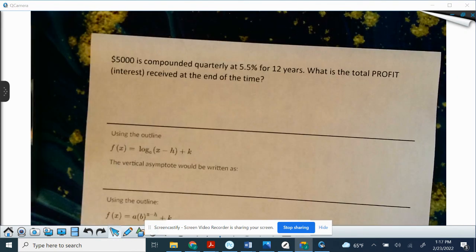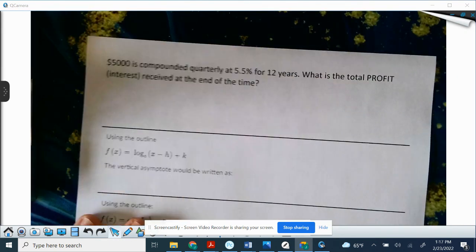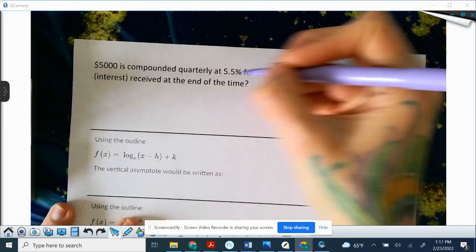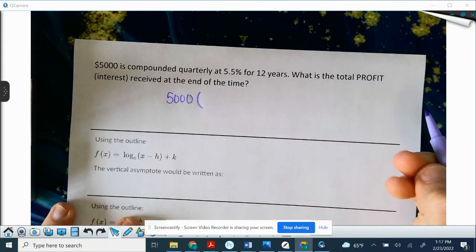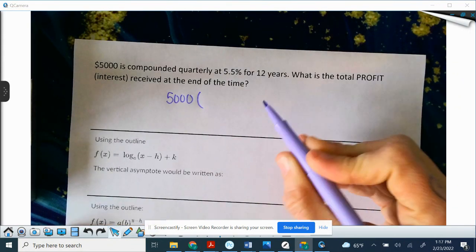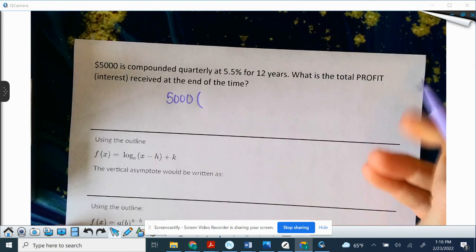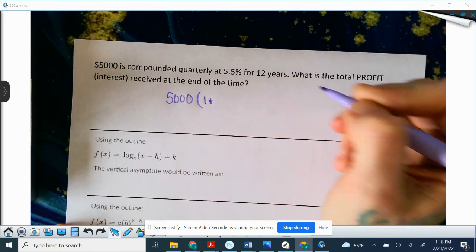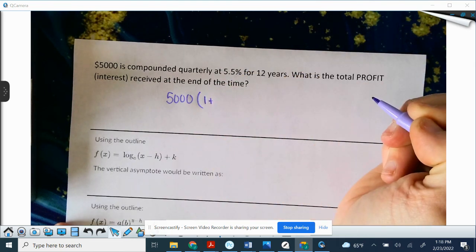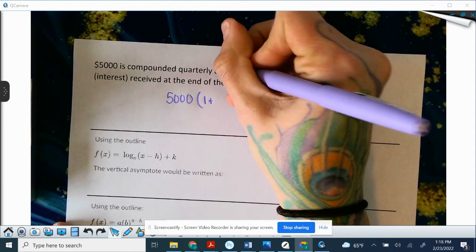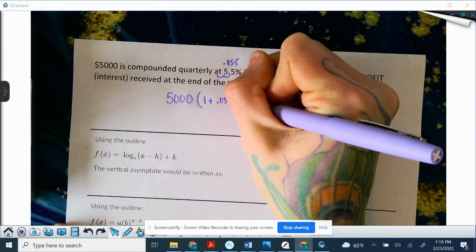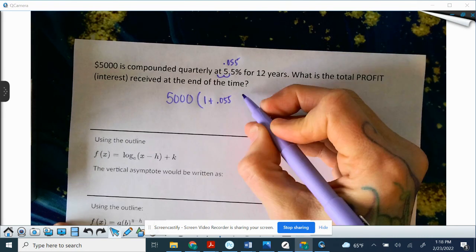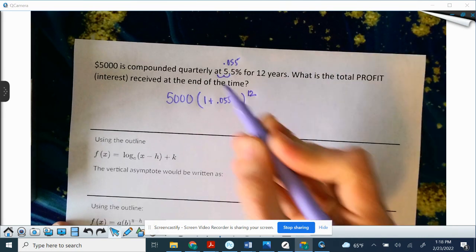Okay. So 5,000 is compounded quarterly, so we know we start with 5,000. What is the profit interest received at the end of the year? So compounded quarterly means we're going to gain. Am I doing this right? Yep. This is going to be 0.055. Move it to the left. For 12 years, which is going to be our time out here. It's quarterly, so that's 4 times every year.